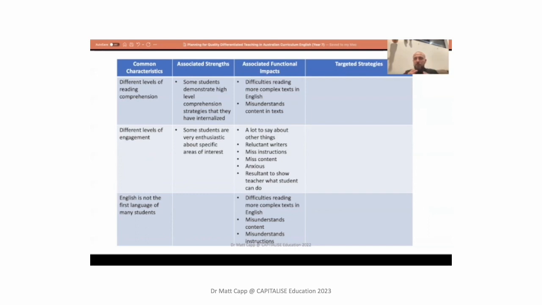Notice, rather than identifying all these different things we need to focus on, when we look at our strengths and functional impacts, there's actually a lot of crossover. So rather than focusing on 30 different things in my classroom, I've identified what are the essential strengths of my student and what are those essential functional impacts that we're going to focus on, and thinking about taking our strategies and targeting them to those.